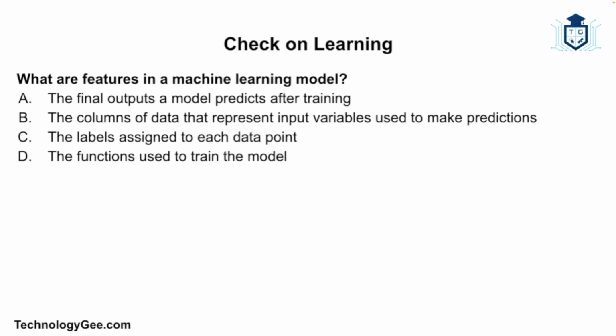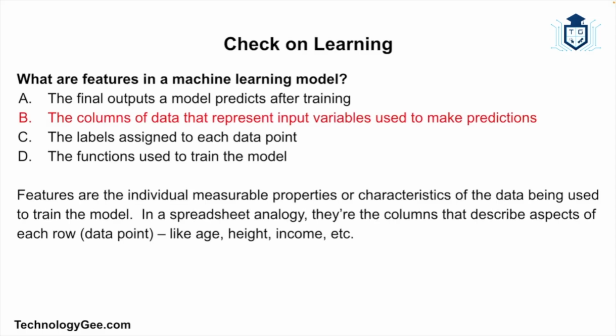So our first question is, what are the features in a machine learning model? Is it the final outputs a model predicts after training? Is it the columns of data that represent input variables that are used to make predictions? Is it the labels that are assigned to each data point? Or is it the functions that are used to train the model? And the correct answer is it is the columns of data that represent input variables that are used to make predictions. So features are the individual measurable properties or characteristics of the data being used to train the model.